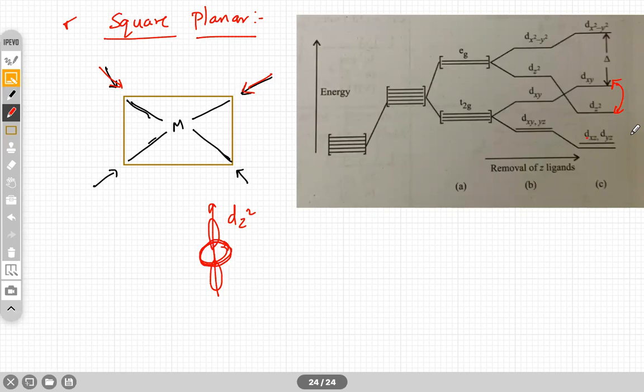They haven't asked a question on all this, but yes, you should know at least the order of this: which orbital will have the maximum energy, which has the minimum energy, this much at least.